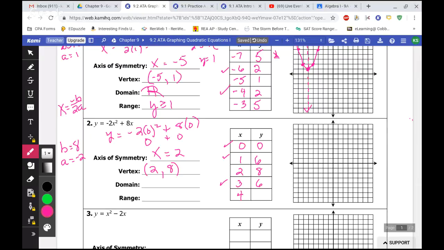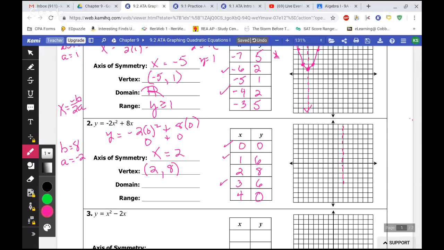Look at the pattern. 0. 0. Good job, Eli. It is 0. So now I'm going to go back. This time I didn't do my axis of symmetry first, but my axis of symmetry is x equals 2.